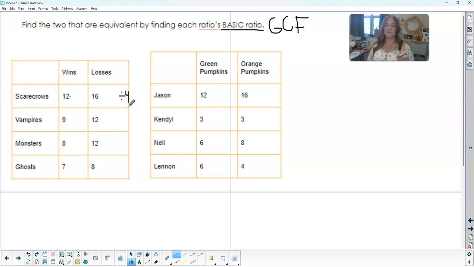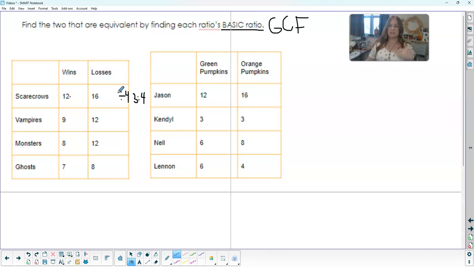So we're going to write that we're dividing by 4. Now we're going to do the division. 4, 8, 12 goes in there 3 times. So this one is 3, and it goes into 16 4 times. So every time the scarecrows won 3, they lost 4. They won 3, they lost 4, and they did that 4 times.